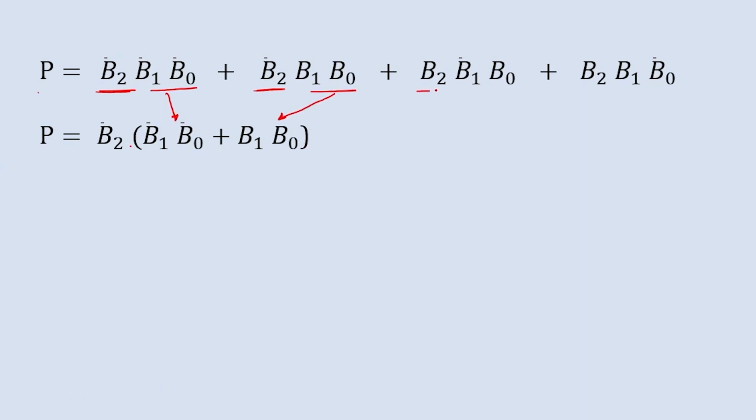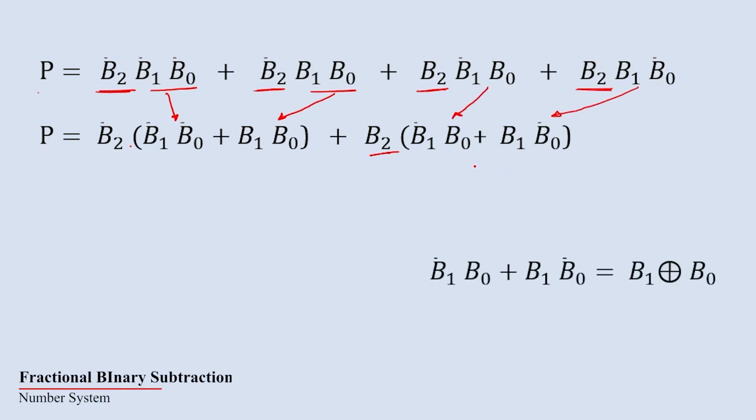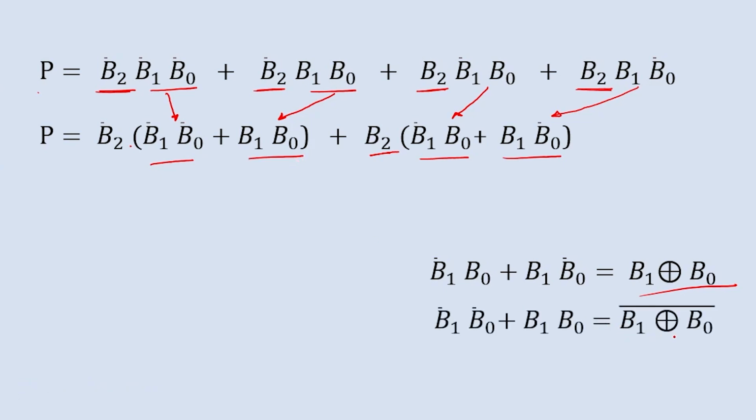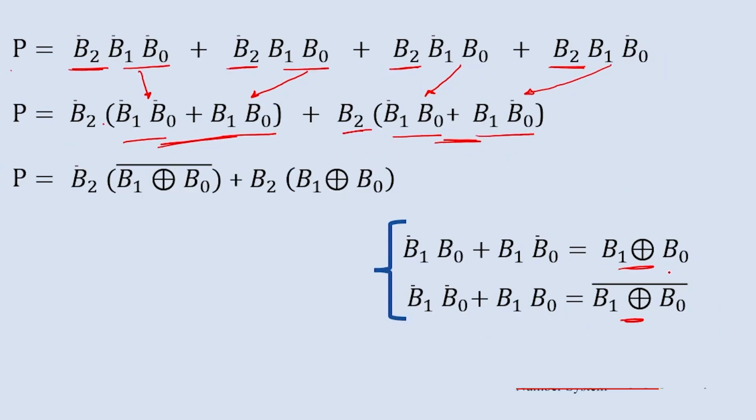Like this. Now for the next two terms we can see that B2 is common. So the same way we'll write the next part: B2 is common and the remaining terms. Now here you can see that B1 bar into B0 plus B1 into B0 bar gives us B1 XOR B0. Same way, B1 into B0 bar plus B1 B0 gives us B1 XOR B0 bar, or B1 XNOR B0. So if we replace these two terms by these two terms, we can rewrite this equation as this. Now let's assume this term as A and this term as A bar.